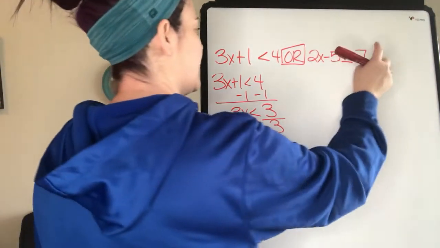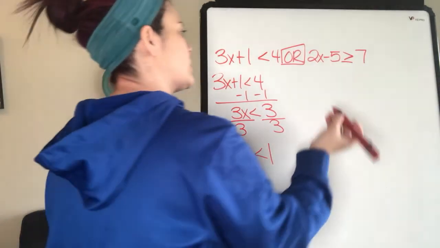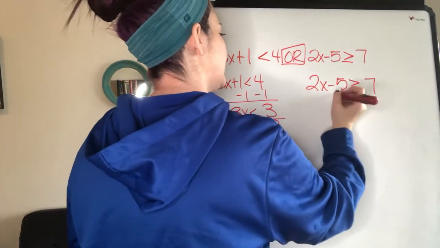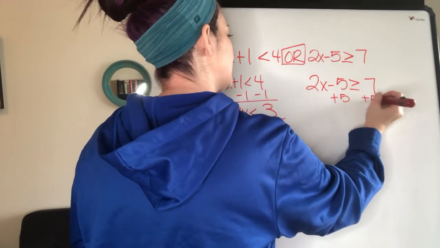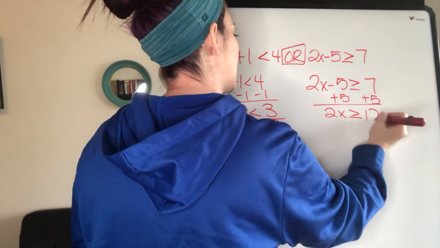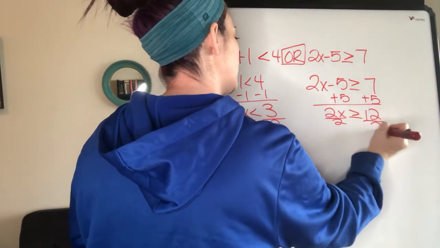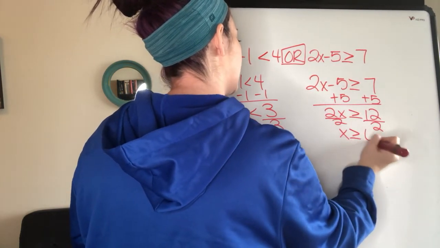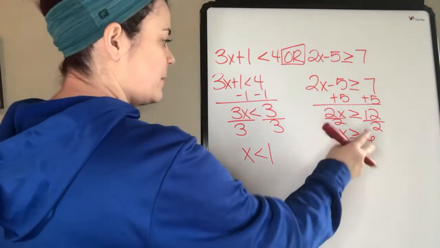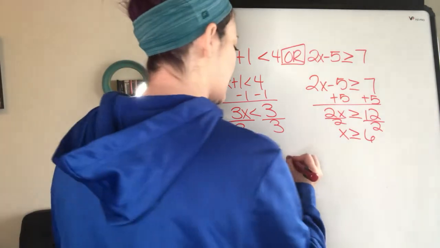Okay, and then over here, 2x minus 5 is greater than or equal to 7. Add 5 to both sides. 2x is greater than or equal to 12. Divide by 2. X is greater than or equal to 6. So remember, this is an or. So we're going to take them and we're going to graph them both on one number line.